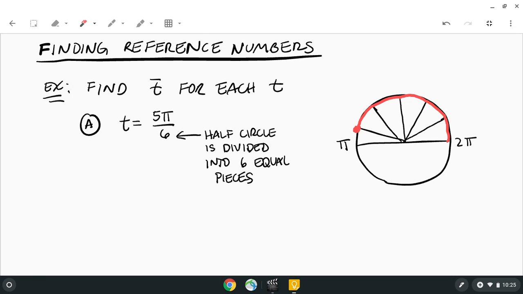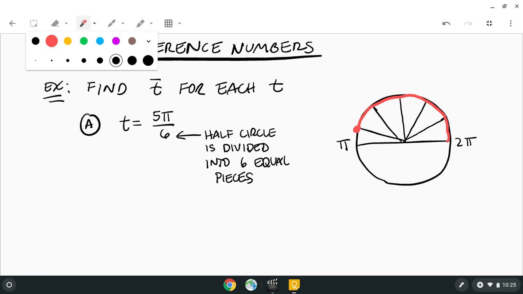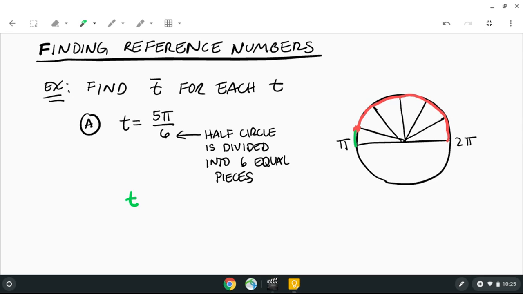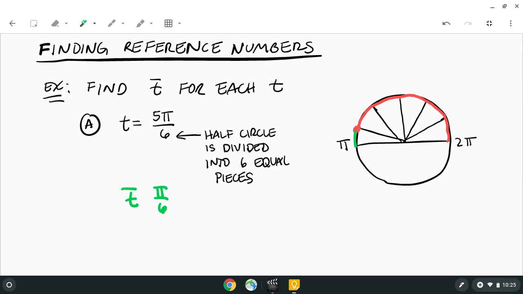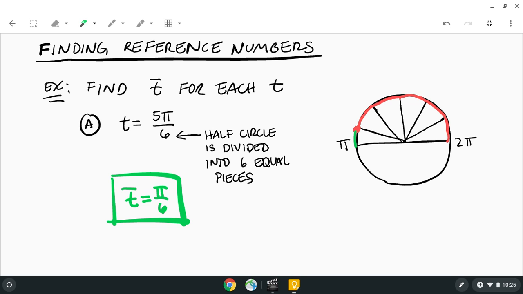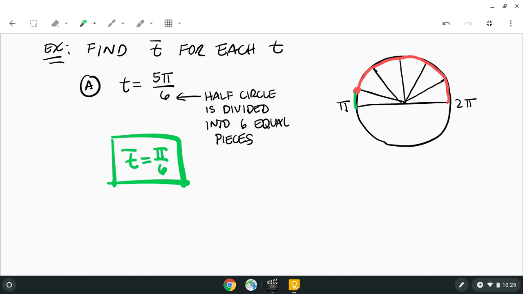The distance that I want is the shortest distance between the x-axis and that point. So the distance that I want is this right here. And we can see visually that it is 1 pi over 6. So that's my reference number. Let's take a look at another one.